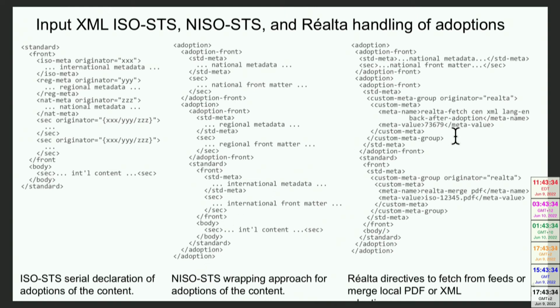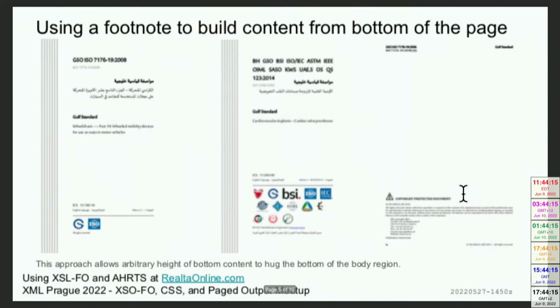Well, our clients needed to be able to work with automated feeds from CEN and from ISO and IEC. And so what we've done with the NISO STS is we have this custom metadata, which is all part of the model, where we actually go to the CEN feed and we fetch a standard that the national body needs to adopt. We incorporate that XML or that PDF into the final published product. We can either fetch it from a service or we can just merge it from the local machine. So that's the input, that's the world that I'm dealing with.